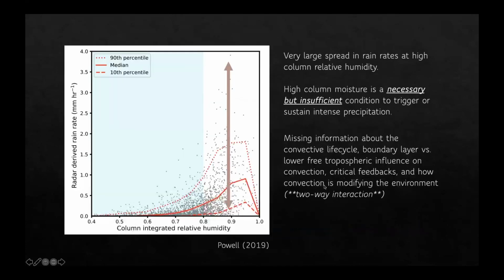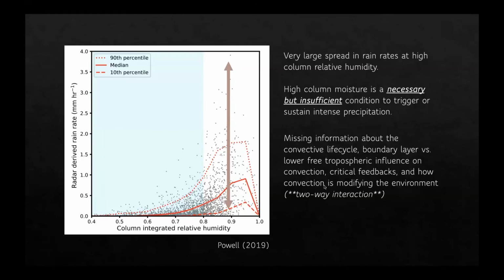And in fact, there's a lot missing here. Maybe we're improving our understanding of precipitation processes and coupling to the thermodynamic environment, but there are so many other aspects of this relationship that need to be understood, for instance, for our understanding of model biases. This is a really nice figure from Scott Powell showing that there's a really large spread in rain rates, for instance, at high column relative humidity. I think this really nicely illustrates that high column moisture is a necessary but totally insufficient condition to trigger and sustain intense precipitation.